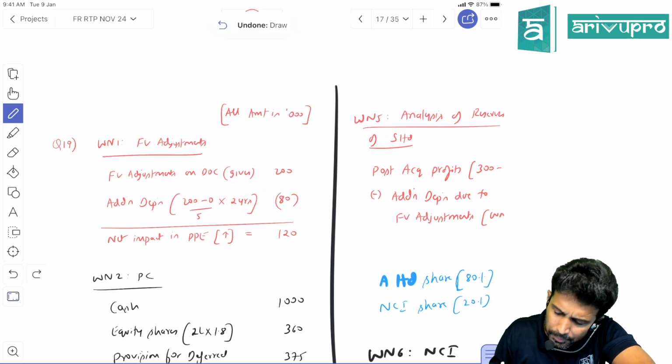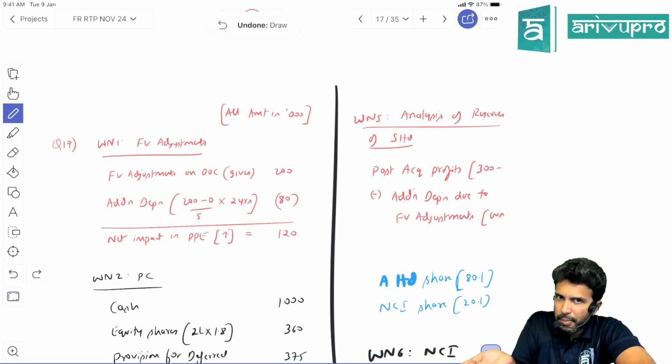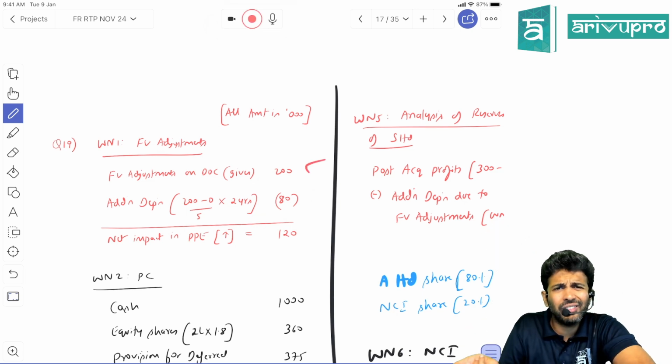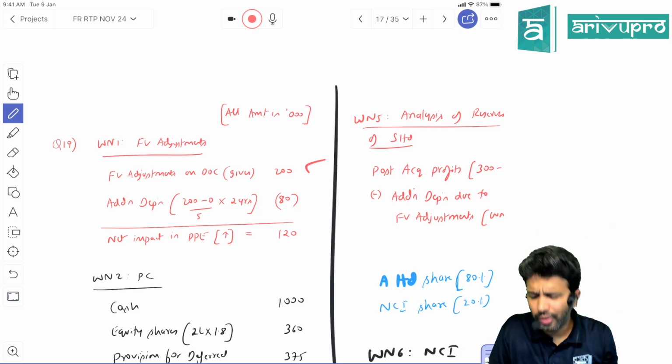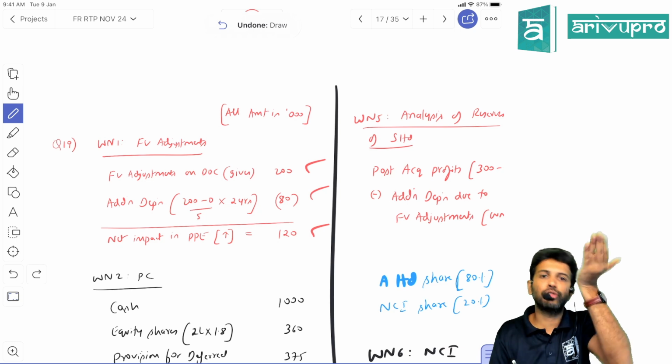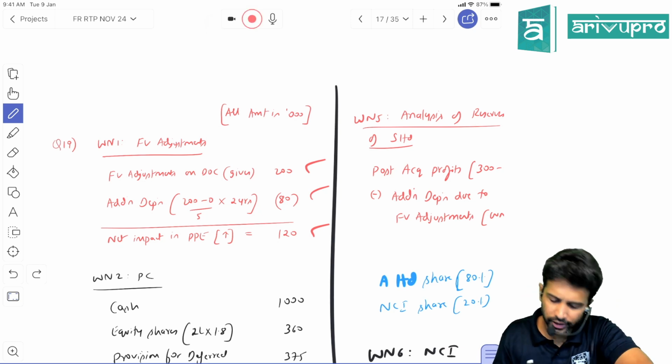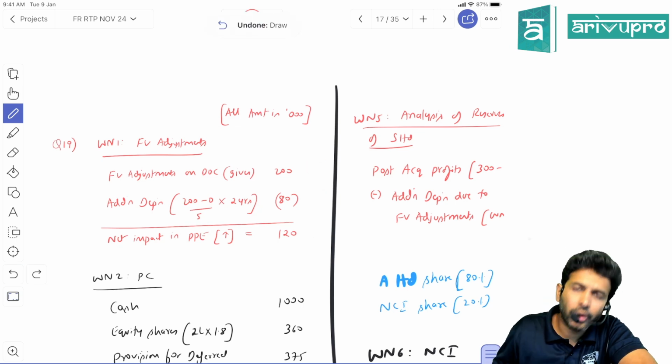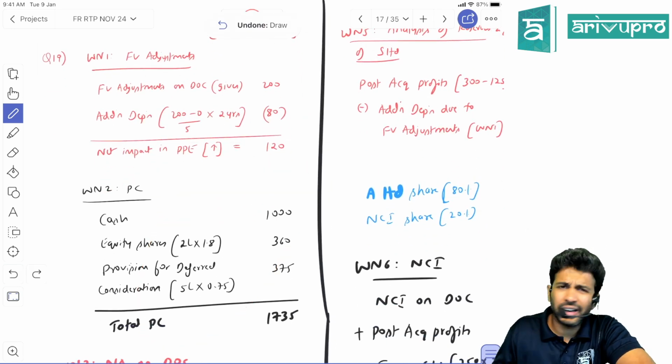So the net impact is, due to this adjustment, PP balance will increase by 2. And when you charge additional depreciation, PP balance will reduce. So the net impact is that PP balance you need to increase by 1,20,000. That I will show you in the consolidated balance sheet. This is one. Then the working note for PC we have already done.